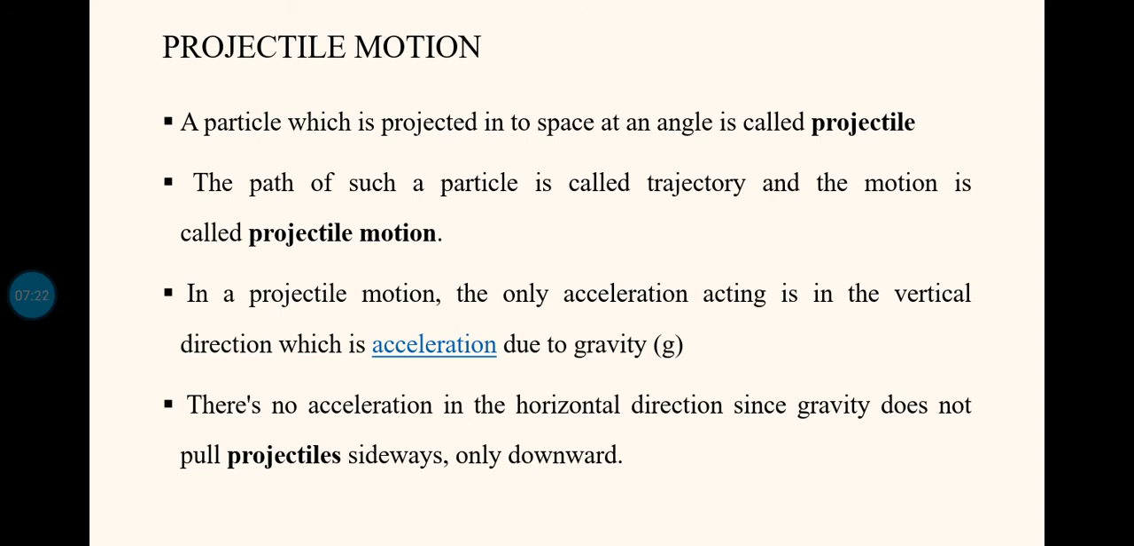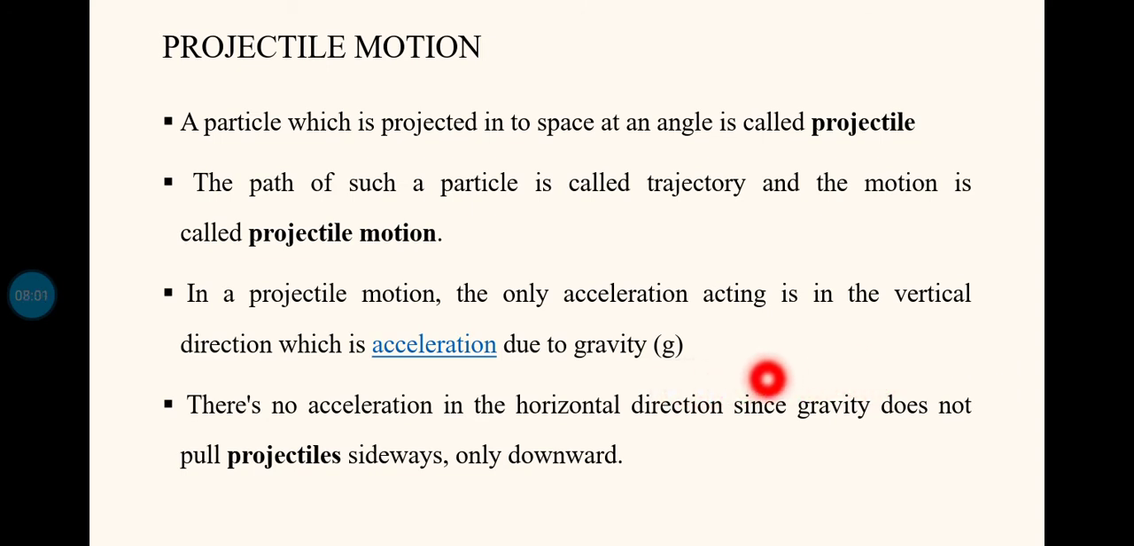In a projectile motion, the only acceleration acting is in the vertical direction, which is acceleration due to gravity. This point is very important. There won't be any acceleration in the horizontal direction unless it is specified. Usually in the horizontal direction we are not considering any acceleration. Sometimes if acceleration is given in the horizontal direction in the question, then we have to consider that also. Otherwise we will neglect that part. We are assuming that acceleration is acting only in the vertical or downward direction. There is no acceleration in the horizontal direction, since gravity does not pull the projectile sideways, only downwards.